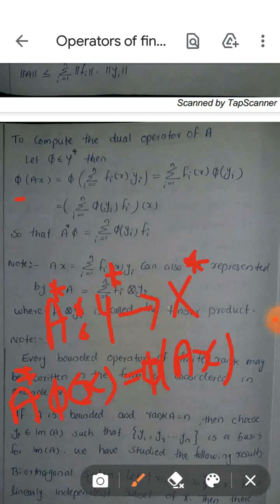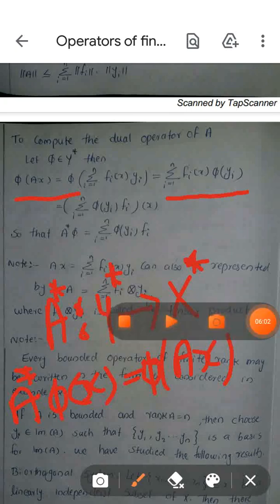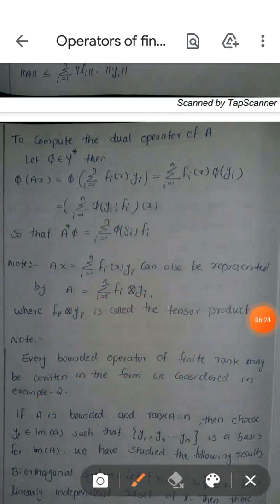So here phi of Ax equal to phi of summation i equal to 1 to n fi of x yi. Here phi is from Y to K, and phi is linear. So we can write summation i equal to 1 to n fi of x into phi of yi. Here fi's vary and phi of yi's are scalars, x is fixed. So we can write summation i equal to 1 to n phi of yi into fi of x. Here phi of yi belongs to K and fi belongs to X star.